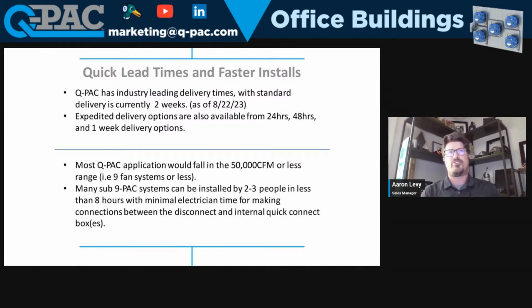And when we talk about Q-PAC as a whole, I would say that most of our systems are about 50,000 CFM or less. So 9 fans or less, which would be 1 quick connect box. We've obviously done upwards of 100,000 CFMs, 150,000 CFM systems. I think we've had a few 30, 40, and I think a 60 fan array done in different projects. So there's really no limit to what we can do. Really, we're kind of limited by space and static pressure. That tends to be about the only things that really hinder how many fans we can fit into a space. But it normally takes a less than a 9-pack system, 2 or 3 people, less than 8 hours to install.